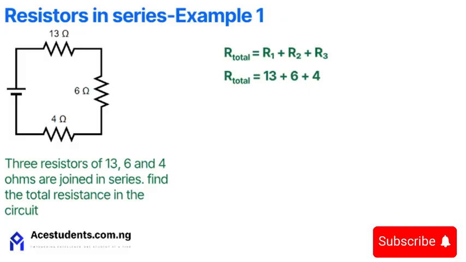In a series circuit, total resistance is the sum of the individual resistances. So we use the formula, total resistance equals R1 plus R2 plus R3. So we add 13, 6, and 4 ohms. Adding them gives a total resistance of 23 ohms. This means the current must pass through a total resistance of 23 ohms in the circuit.